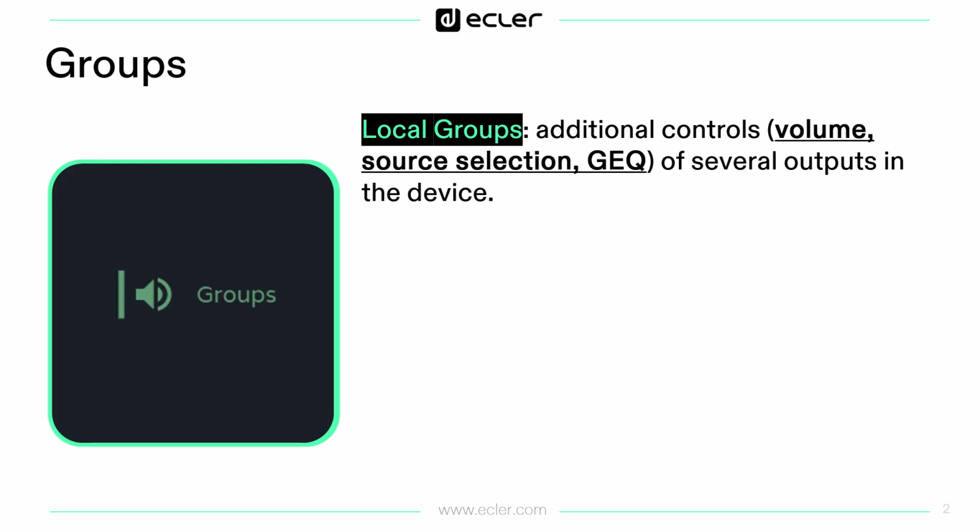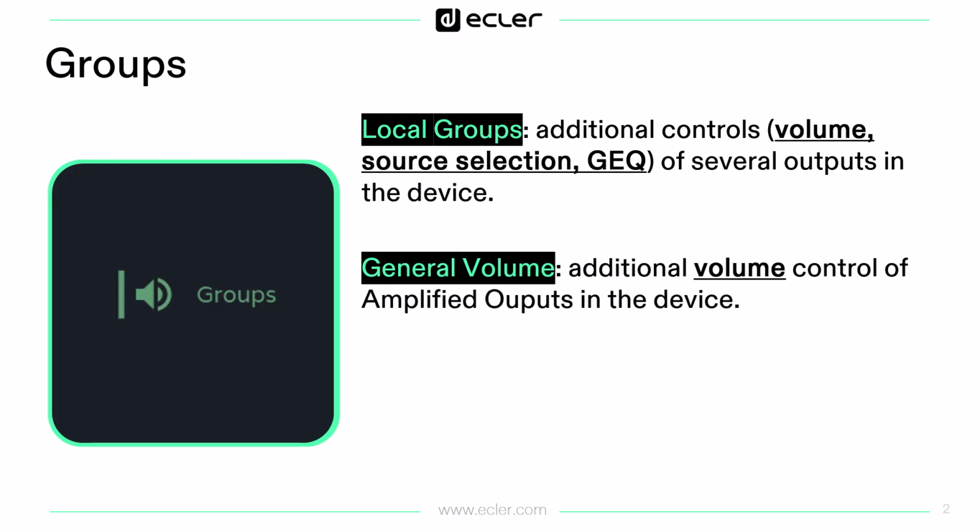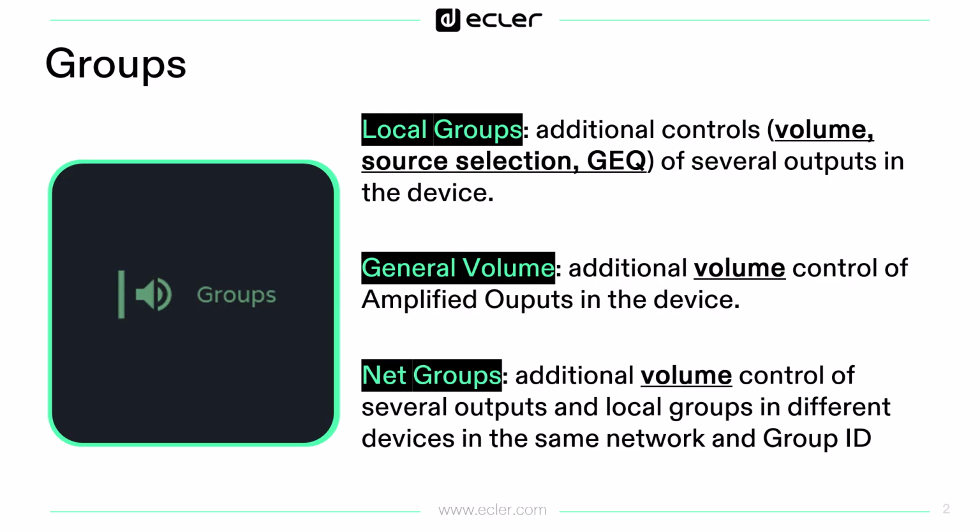The other one is general volume, that can control volume of the amplified outputs. And the last one is net groups. It's an additional control that can affect several outputs and local groups across different devices in the same network. Bear in mind that an output can belong to several groups, so its volume will be affected by different volume controls at the same time.